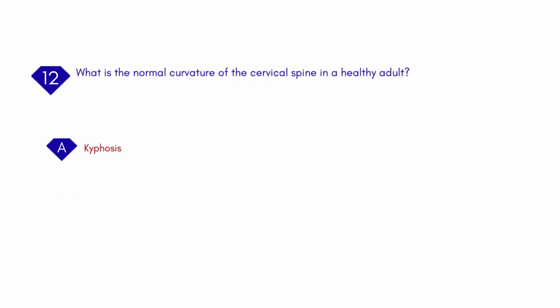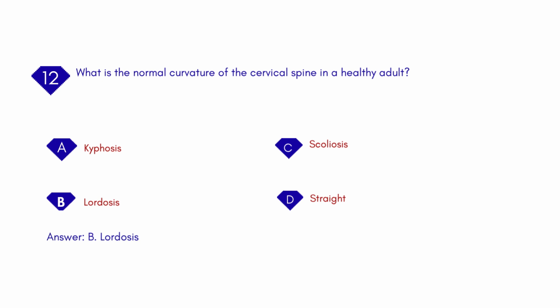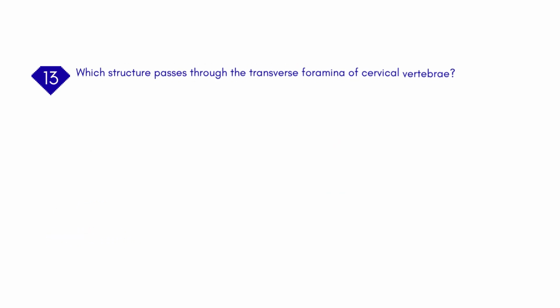What is the normal curvature of the cervical spine in a healthy adult? A. Kyphosis. B. Lordosis. C. Scoliosis. D. Straight. Answer: B. Lordosis.